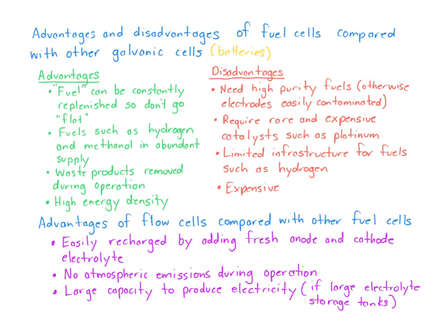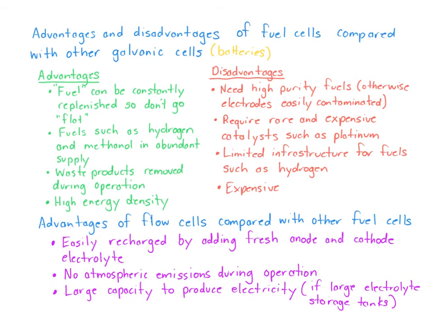And by other galvanic cells, we basically mean the type of batteries that we built and looked at last year. So the advantage is fuel can be constantly replenished so that they don't go flat. They don't run out of charge. We don't have to worry about them slowly getting flat near the end of their life because we can just keep putting in more fuel. Fuels such as hydrogen and methanol are in abundant supply.